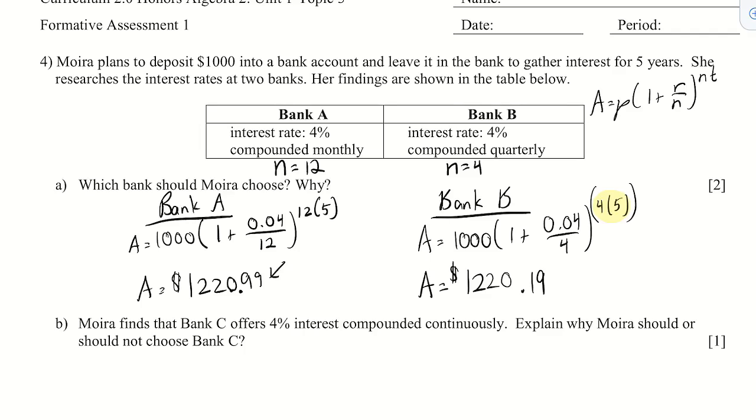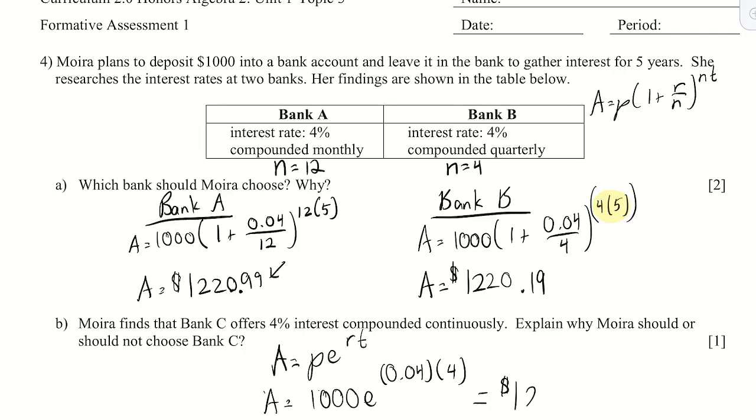It says Moria finds a Bank C that offers 4% interest compounded continuously. Explain why Moria should or shouldn't choose Bank C. This formula is going to be A equals Pe to the rt power. So the amount is equal to 1,000 times e to the rate, which is 0.04, times t, which is going to be 5 years. This specific amount is going to end up being $1,221.40.